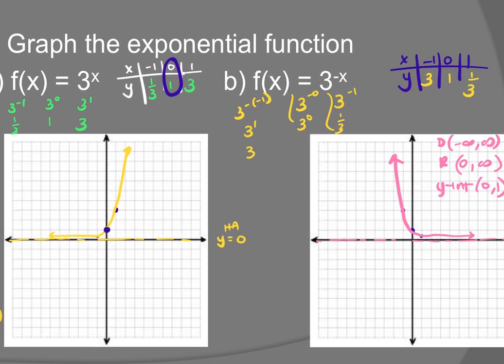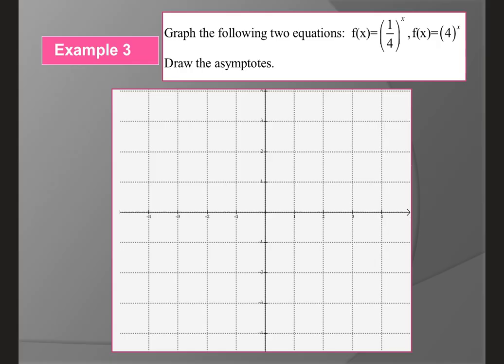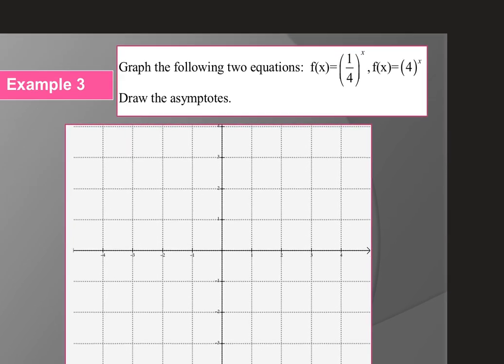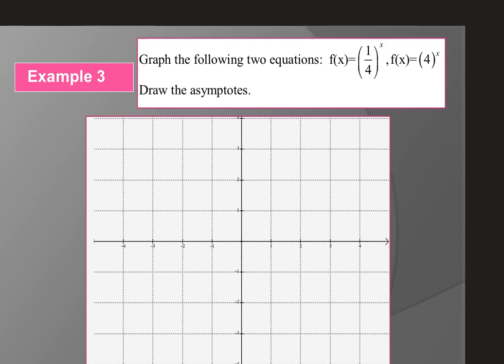Questions? All right, now let's talk about the comparison of these two. So if I have 1/4 and I have 4, and I do the same things, I'm going to do the plug-in part of it quickly. If I take 1/4 to the negative 1, what do I get?